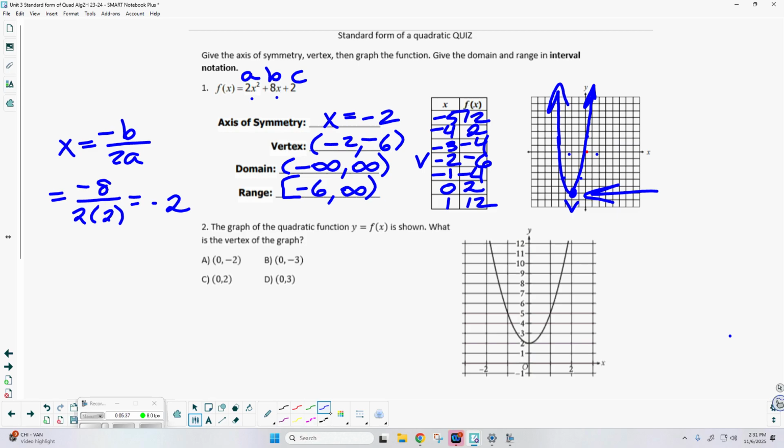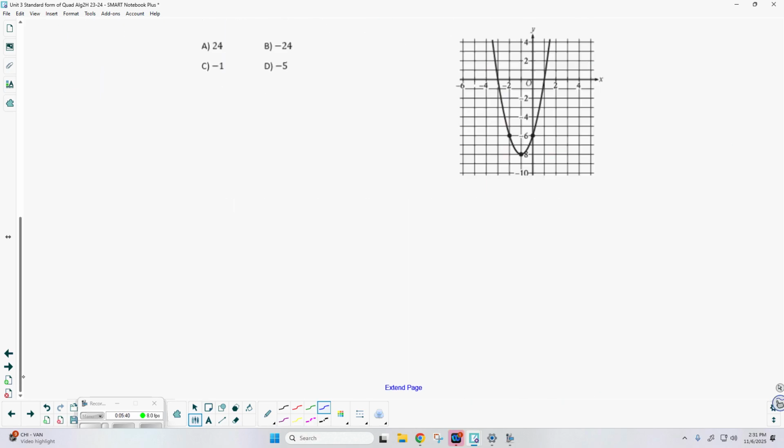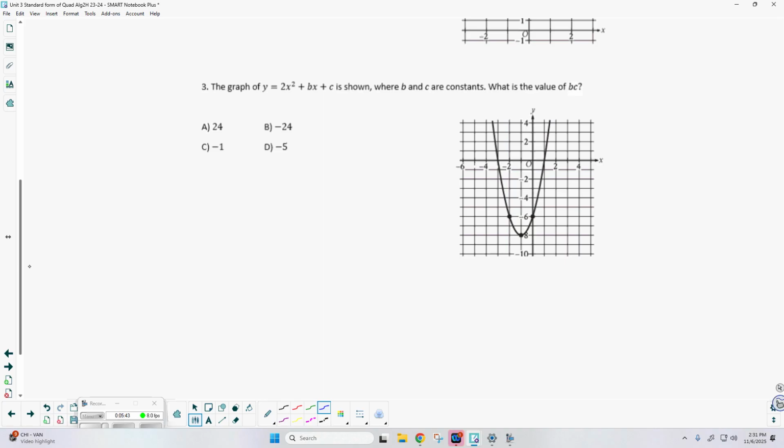Okay, and then we had number three. Let's see here. Number three, it says the graph of 2x squared plus bx plus c is shown, where b and c are constants. We want to know what is b times c. Okay. Well, which one of these do I immediately know, b or c? Remember, in standard form, this was one of the things that we knew immediately without having to do any work. Oh, what does c represent graphically? It's the y-intercept. Well, I'm looking at the graph. This is crossing the y-axis at -6, so I already know c is -6.